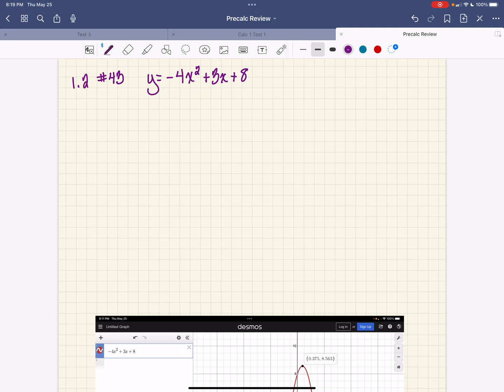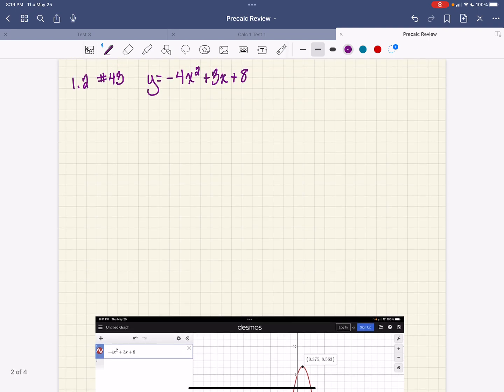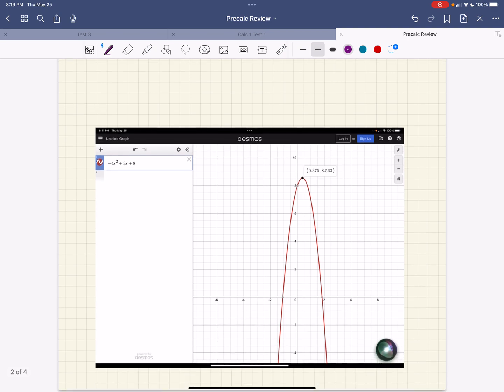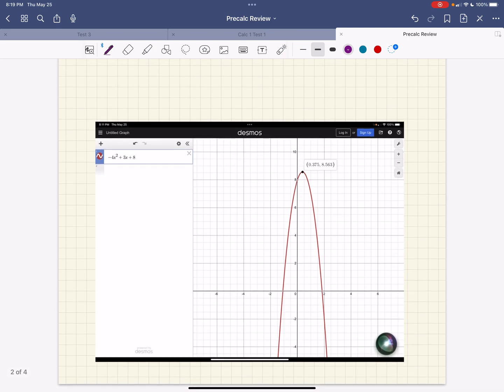I'm going to start on section 1.2, number 43. This is a problem that lots of people asked about, and so I just want to remind you what we're looking for. So the problem is asking us to complete the square to find the max or the min.